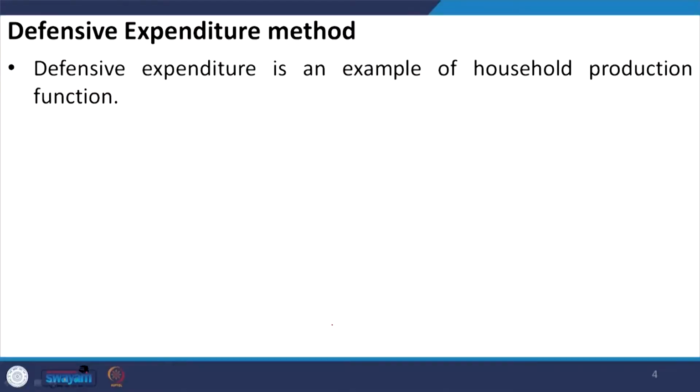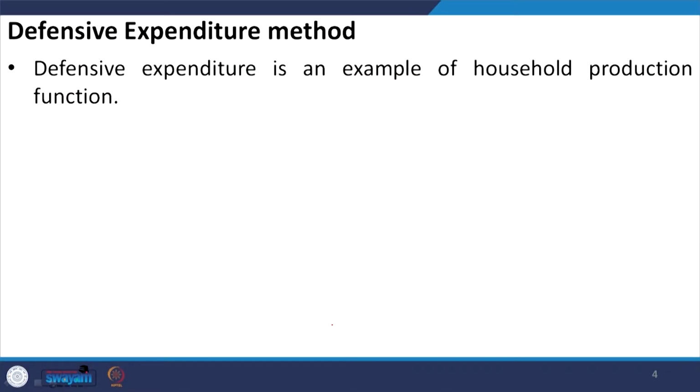And moreover, in the case of property, you are making some expenditure by purchasing some goods or equipment, so that your property can be saved from the pollution. So, if your behavior is defensive, then this defensive behavior leads to defensive expenditure, which is also known as averting expenditure. And this is the basis of the defensive expenditure method. And again, as you understand, this defensive expenditure is an example of household production functions.